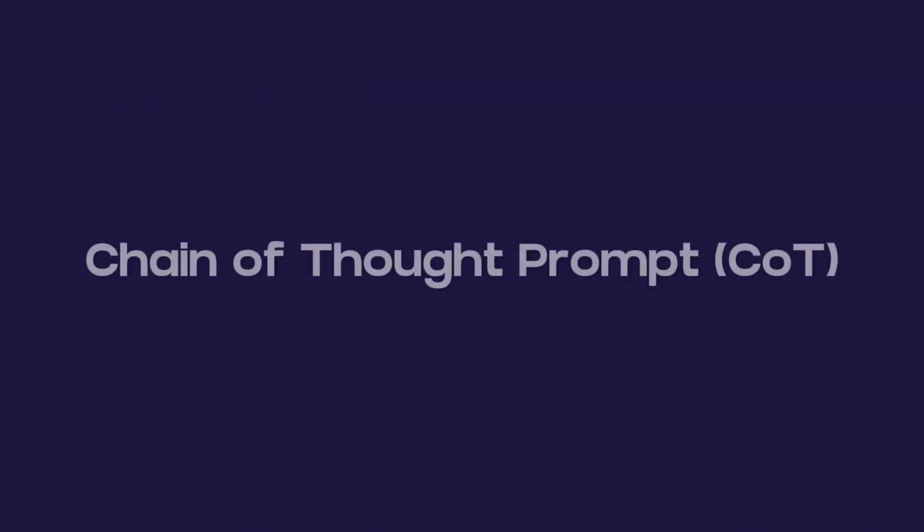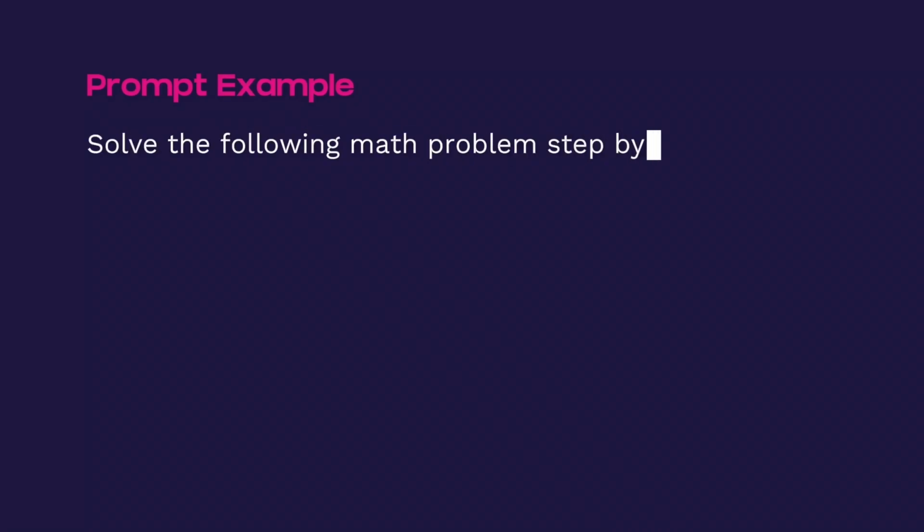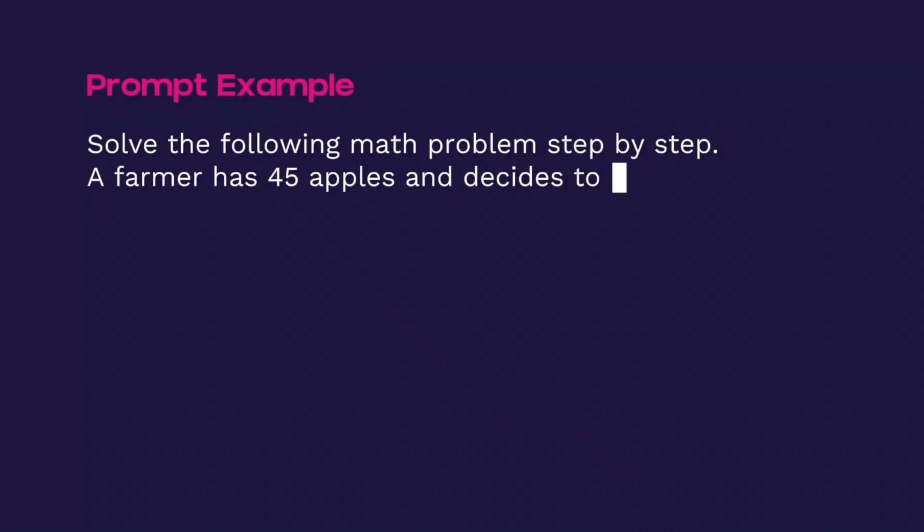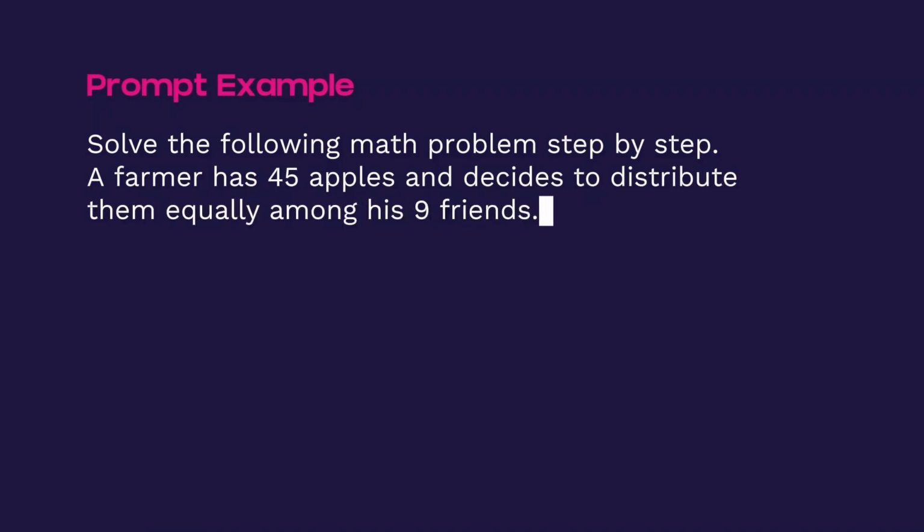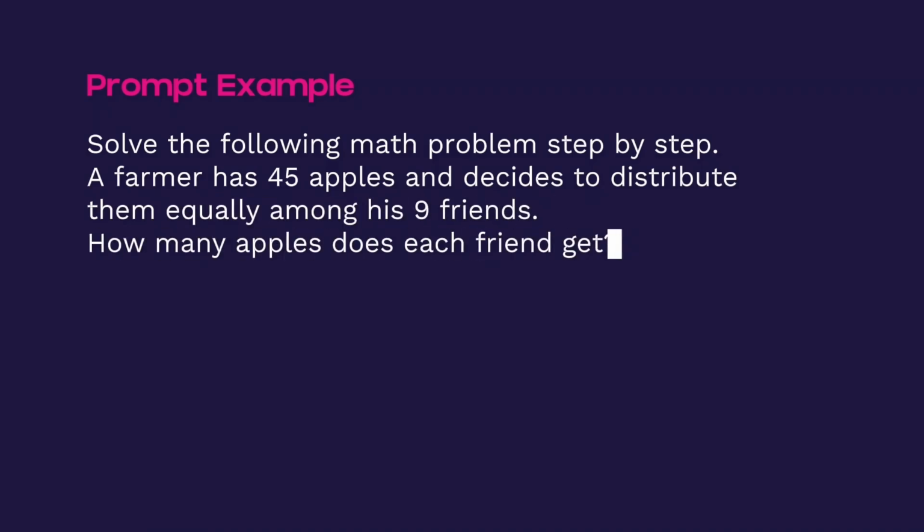Then you have the chain of thought prompt, which breaks down problem solving into sequential steps similarly to that of a chain. So it's useful for complex analytical or mathematical tasks. An example prompt here could be something like, solve the following math problem step by step. A farmer has 45 apples and decides to distribute them equally among his 9 friends. How many apples does each friend get?